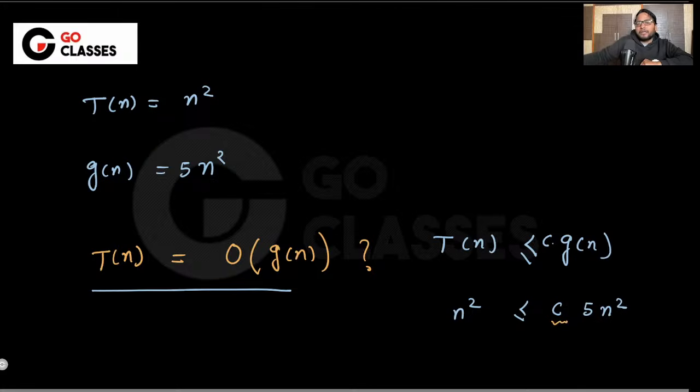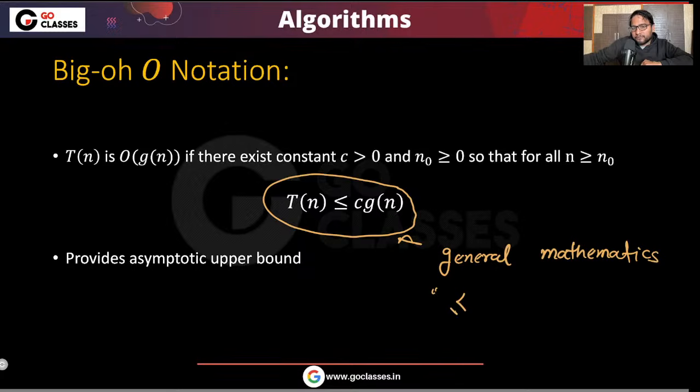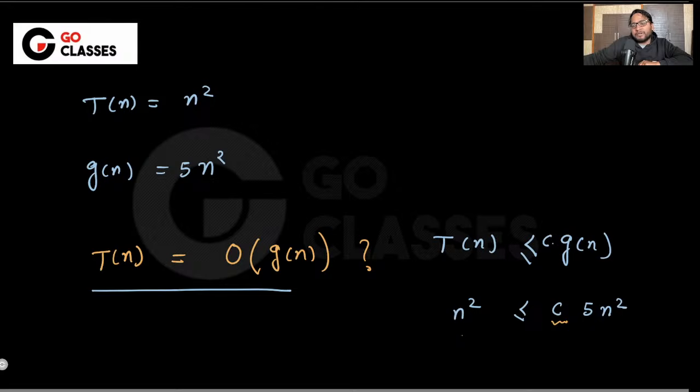See, here this comparison is not an asymptotic comparison. This is a general mathematics comparison, the mathematics symbol, less than or equal to. So now you tell me, in normal mathematics, when can n square be less than or equal to C into 5n square? Maybe you can give me some C, right? So what is that C? You can give me, maybe you can say it is 1 upon 100, right?